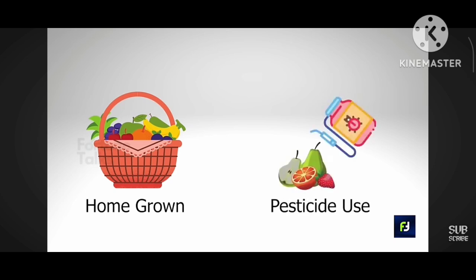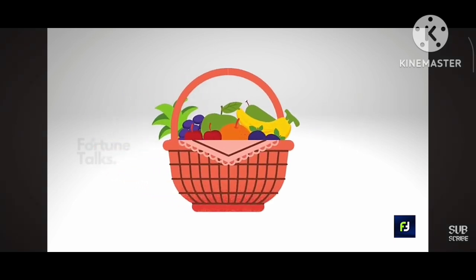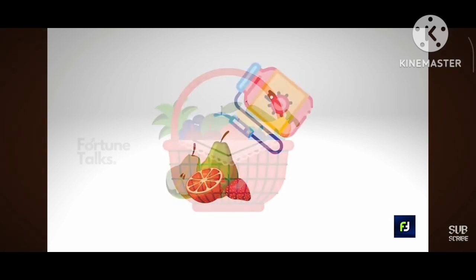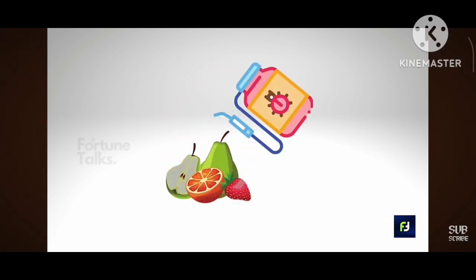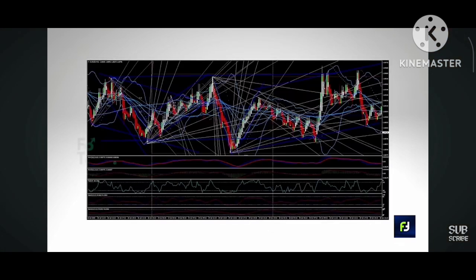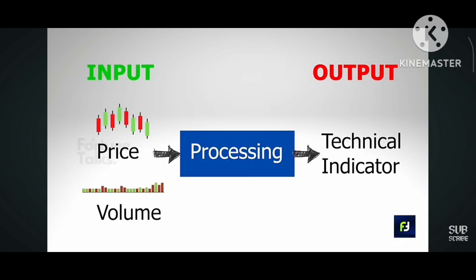Which is better, a fruit from our own home farm or one with heavy pesticide usage? The former may not be very good looking and won't stay fresh for many days, but it's healthy, while the latter may look appealing to the eyes and stays fresh longer, but it's not even remotely good for our health. Likewise, too many indicators for our trading is not very good for our trading account. This is because the indicators are a result of so many intermediate processing of the basic price and volume, so that the pure behavior of price and volume are lost.